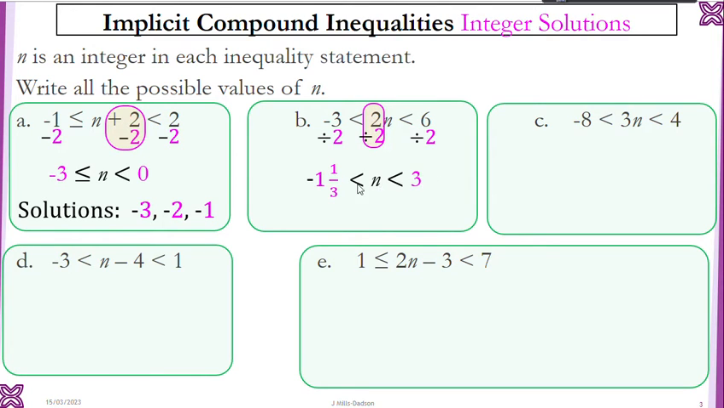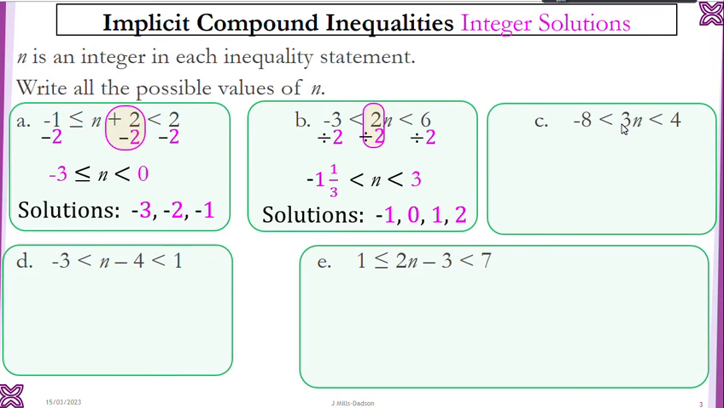So n is bigger than negative 1 and a third, n is less than 3. The solution is negative 1, 0, 1, and 2. Note, we did not include negative 2 because negative 1 and a third is between negative 2 and negative 1. So the first whole number integer that we will see is negative 1.